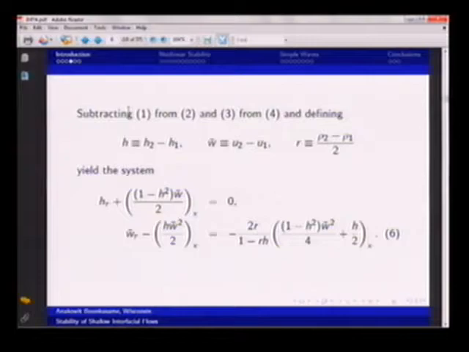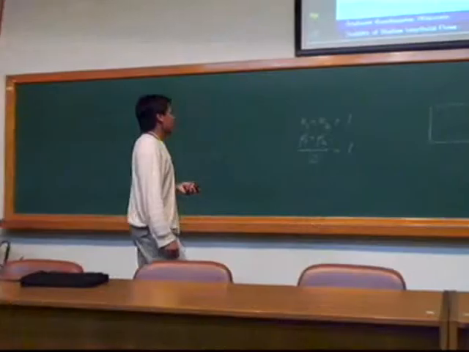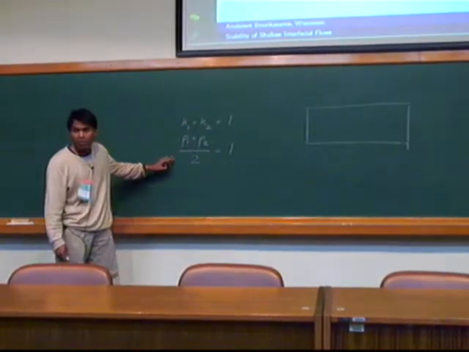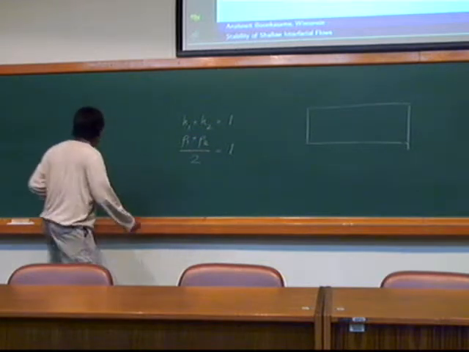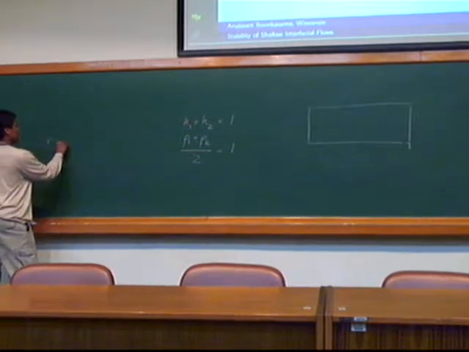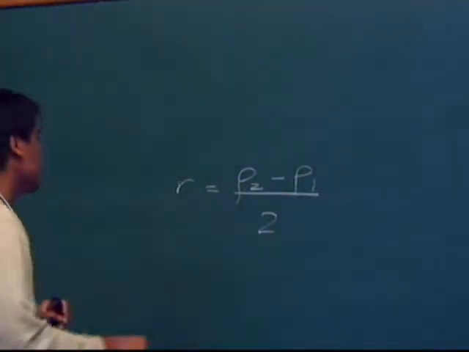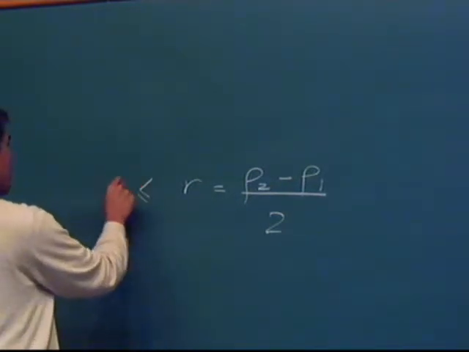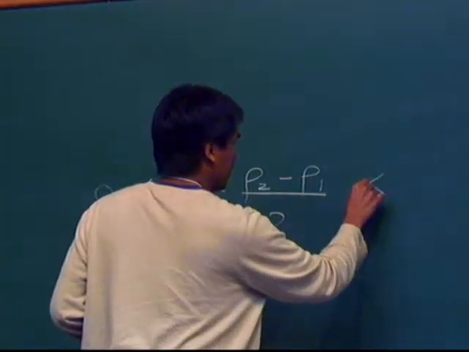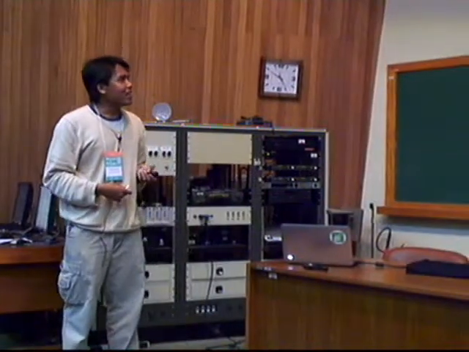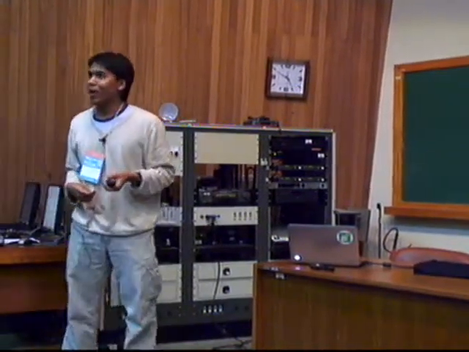I'd like to mention something about the new parameter R. I non-dimensionalized my rho in such a way that the mean is equal to 1. So if I let R equal rho 2 minus rho 1 over 2, you can check that it will be greater than or equal to 0 and less than or equal to 1, if I assume that the fluid in the bottom layer is heavier. So I get this system. And it's actually a good system if you are not going to do anything to R.